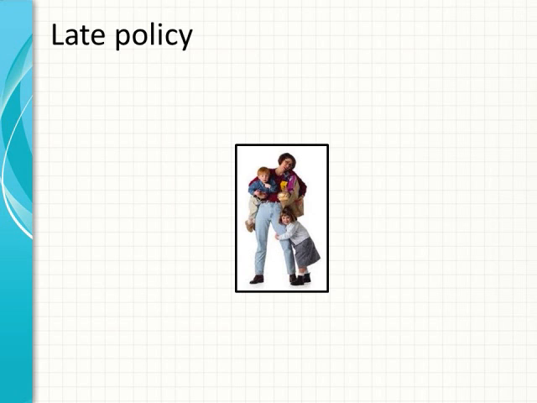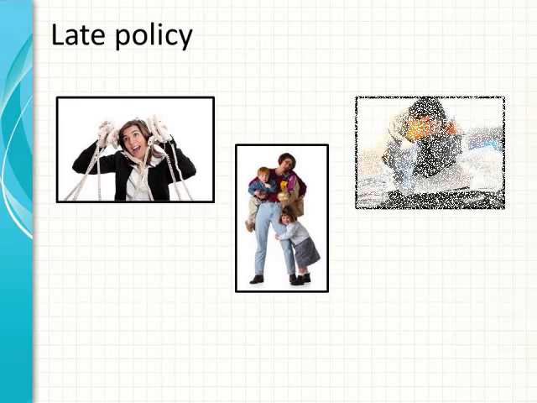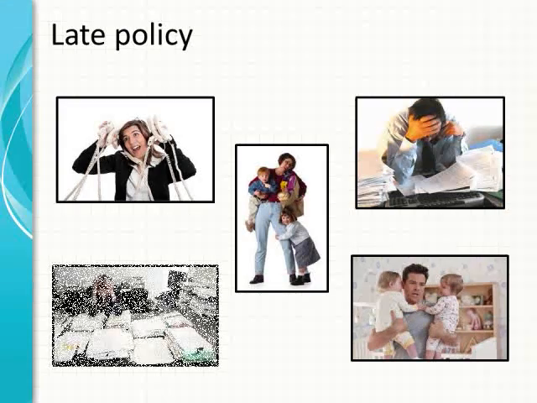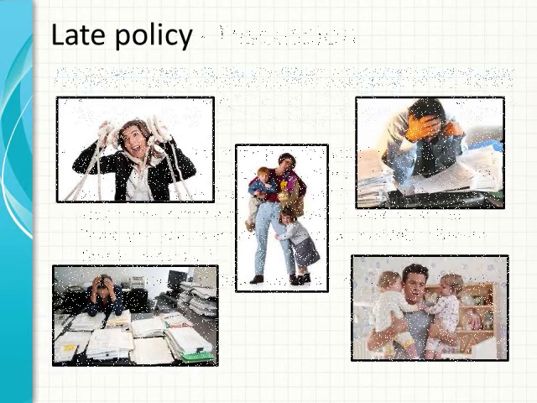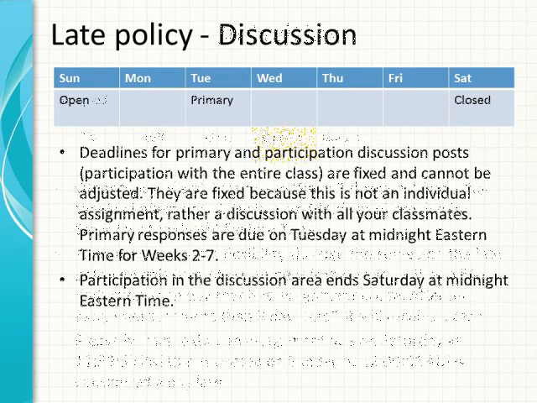Now that we've talked about our assignments, let's spend a little time and talk about our late policies. Having been an online student, I am very familiar with all of the different priorities in our lives and how we have to balance those through the next 7.5 weeks. When it comes to discussions, deadlines for your primary and participation discussion posts are fixed and can't be adjusted. They're fixed because this is not an individual assignment. Rather, it's a discussion with the entire class. Your primary discussion responses are due Tuesday by midnight. And for participation, these will end Saturday at midnight Eastern Time.